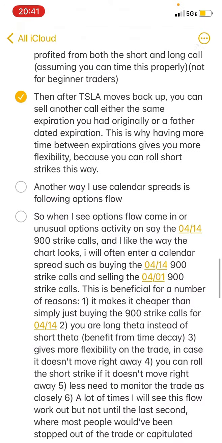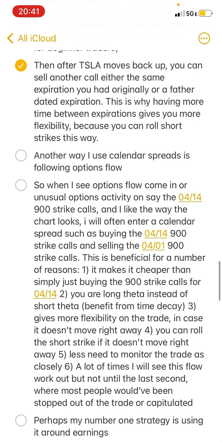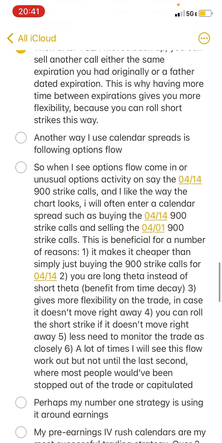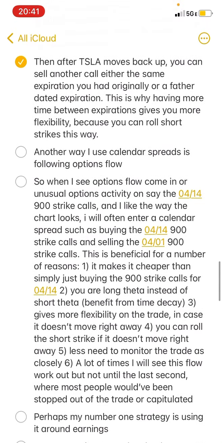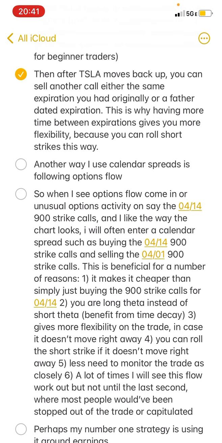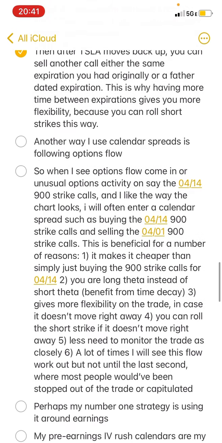So I think I just kind of said that here in this next bullet point. Then after Tesla moves back up, you can sell another call, either the same expiration you had originally or a farther dated expiration, right? So this is why having more time between expirations gives you more flexibility, okay? Because you can roll short strikes this way, okay?